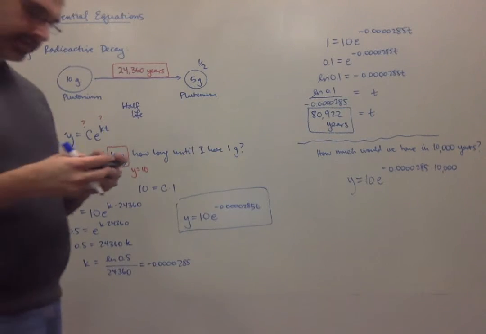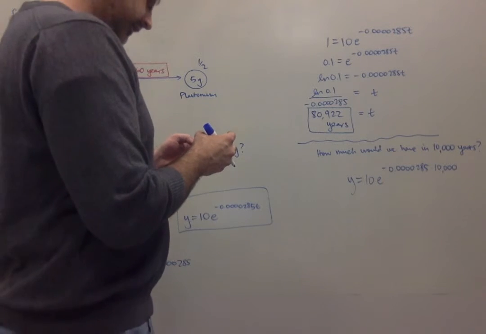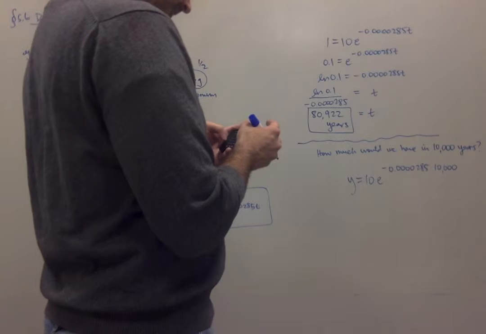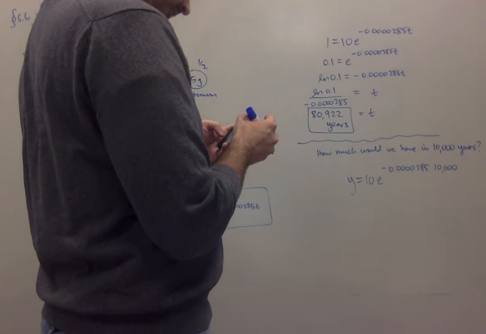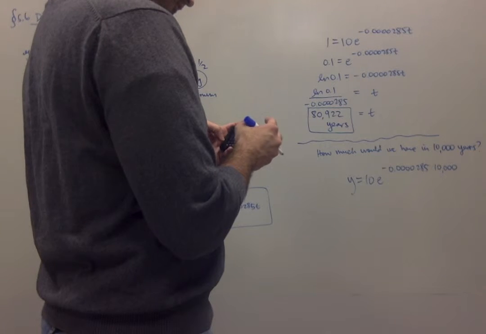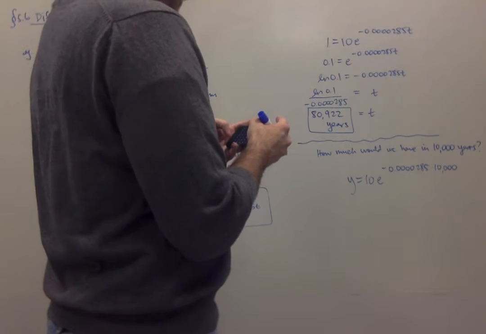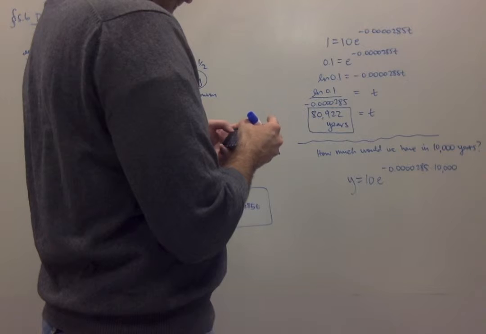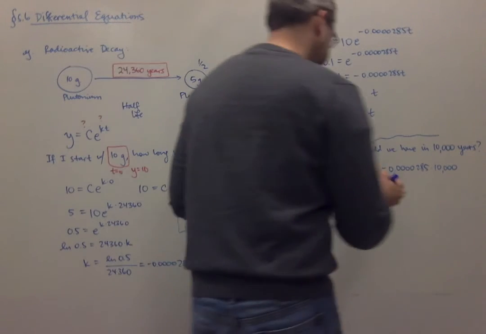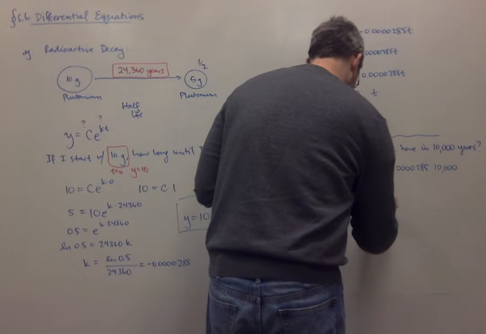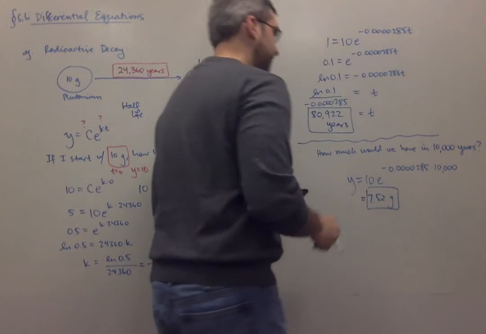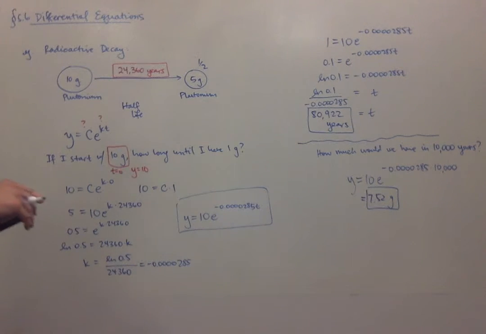So I'm going to do that here. Let's take 0.0000285. Let's make it negative. Times 10,000, and then I'm going to take e to that times 10, and it looks like I would have about 7.52 grams of plutonium. Does that make sense?